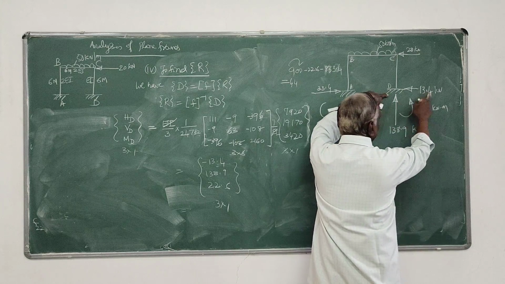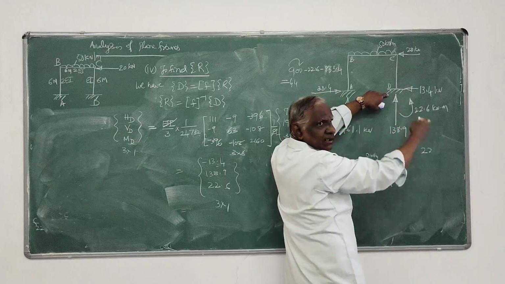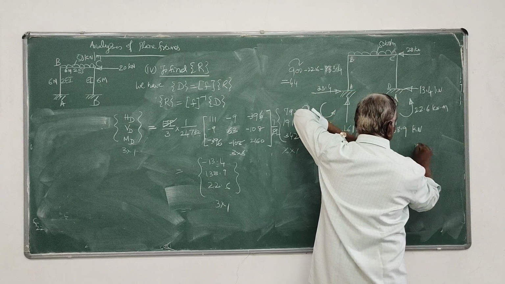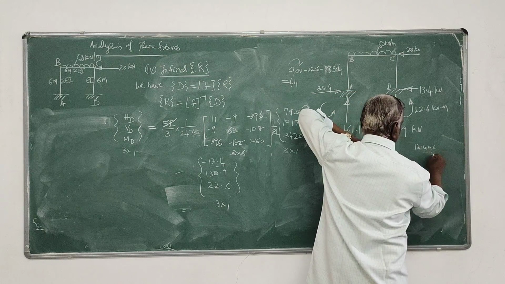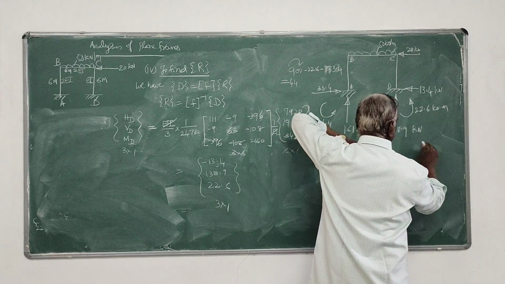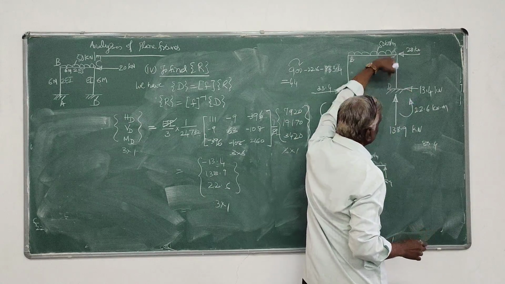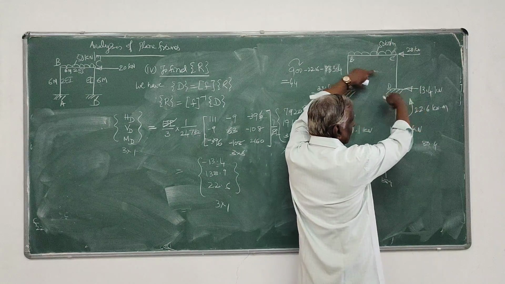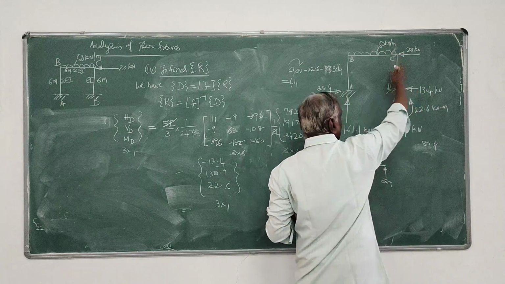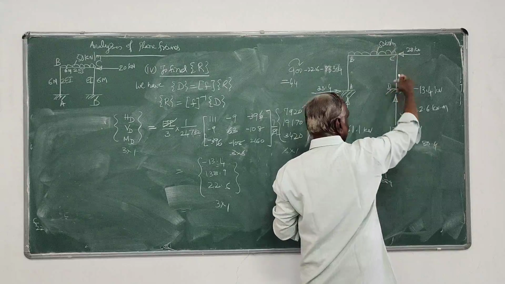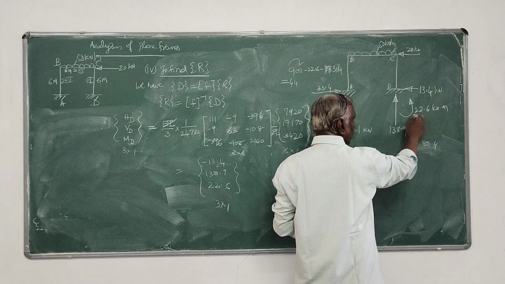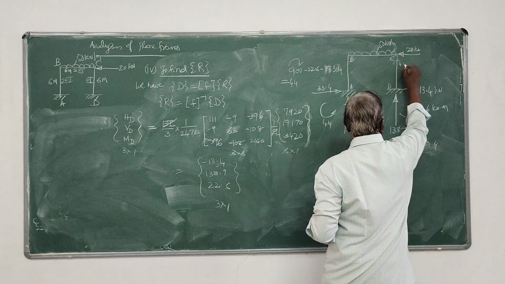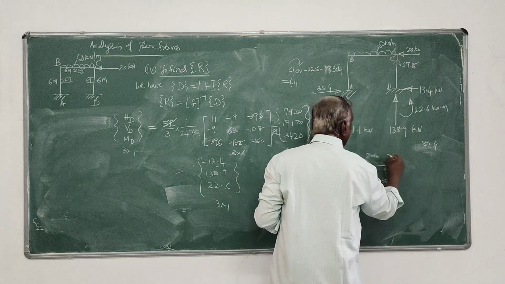And this 13.4 into 4 is clockwise. 13.4 into 6 is 80.4. This is anti-clockwise, this is clockwise, this is anti-clockwise. Minus 80.4 minus 22.6, that is 57.8. Correct, that is the moment there.